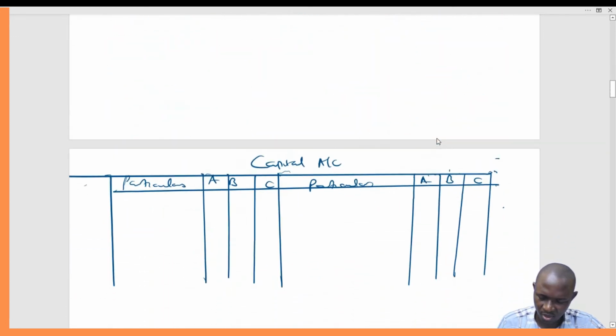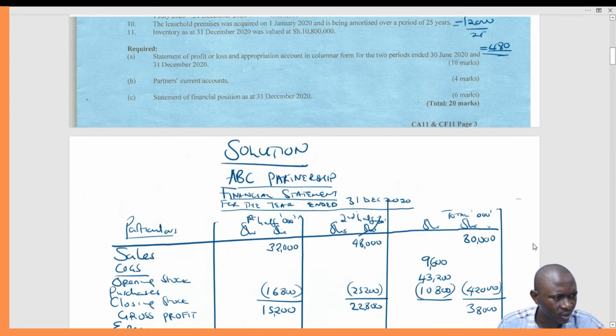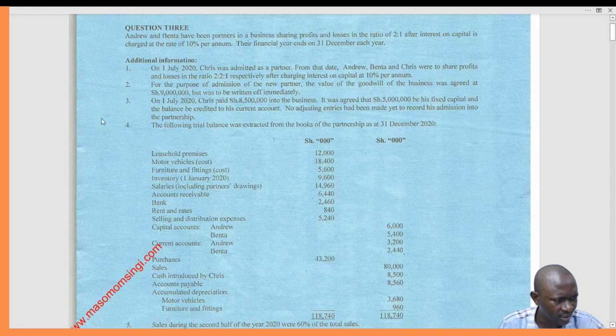So we'll simply come here and say balance BD for A 6,000, for B 5,400, and C was not there. Then, at some point we were told that C was admitted. I think item number 3.